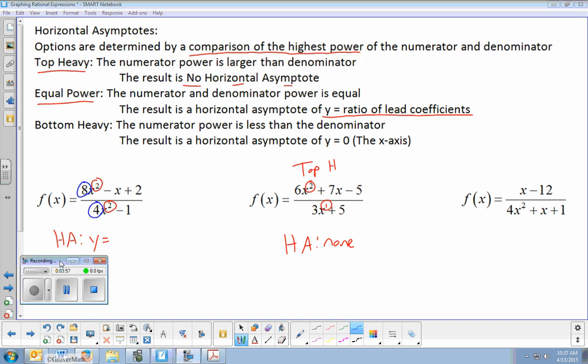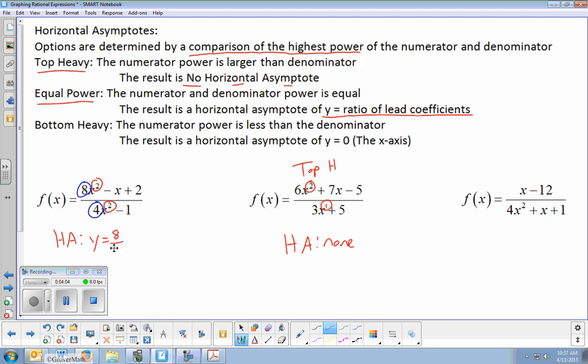And so my horizontal asymptote is y equals 8 over 4, which I'm going to simplify to y equals 2. So in the case of equal power, you just take the coefficient of the top over the coefficient of the bottom of those highest power terms, and that's your horizontal asymptote. When we get to graphing, that's going to be a horizontal dotted line crossing the y-axis at 2.